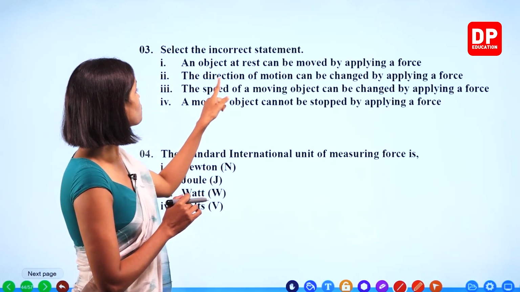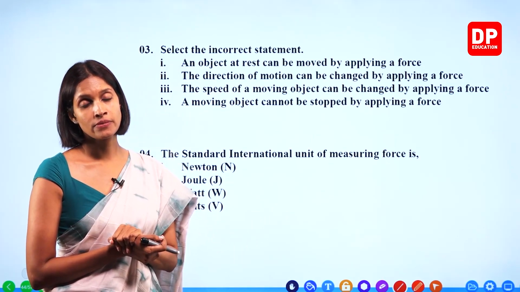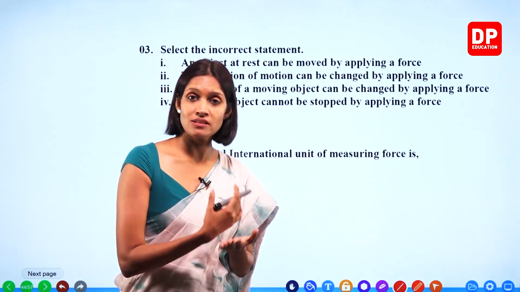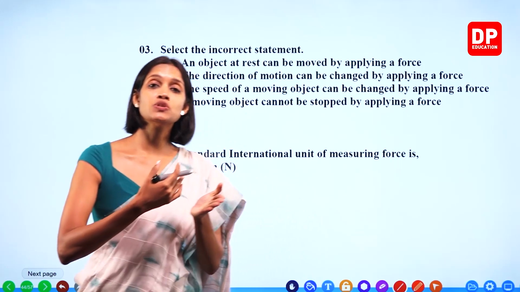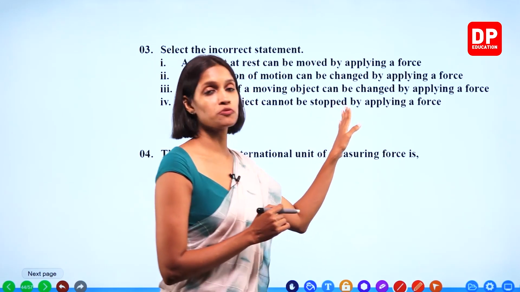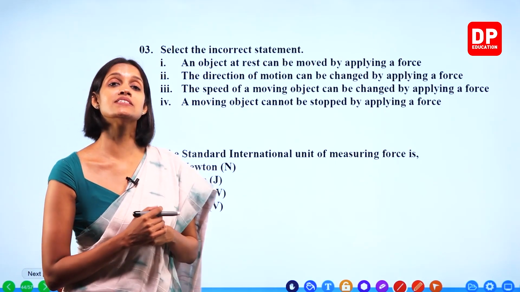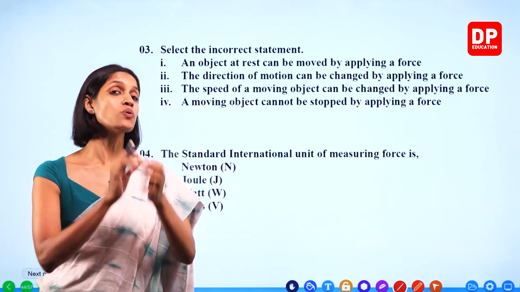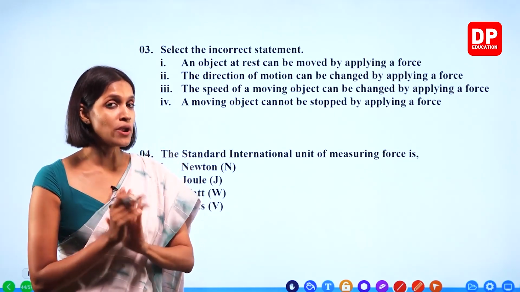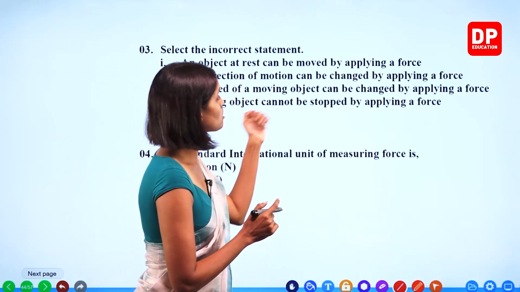The speed of a moving object can be changed by applying force. That is also correct. In moving vehicles, speed can be increased using accelerators. Speed can be decreased using brakes. A moving object cannot be stopped by applying a force. We can stop a moving object if we apply force. Let's say if a ball is coming towards you, when you catch it, it will stop. Catching, you have to apply force. So the incorrect statement is a moving object cannot be stopped. It is wrong.